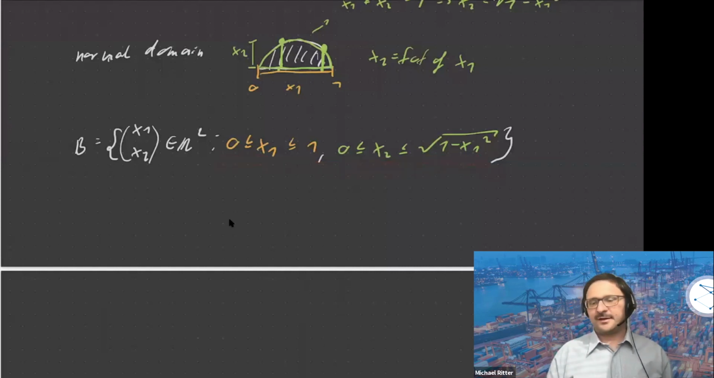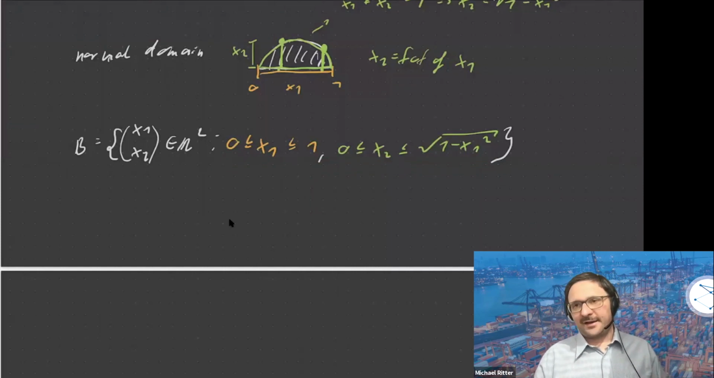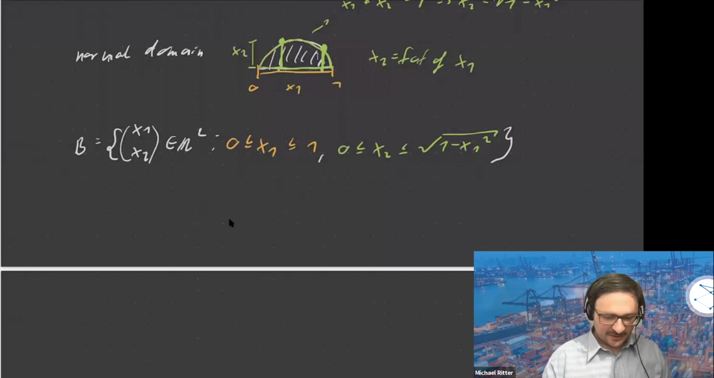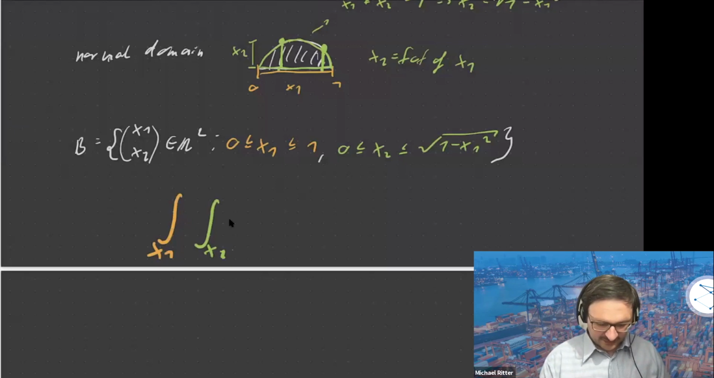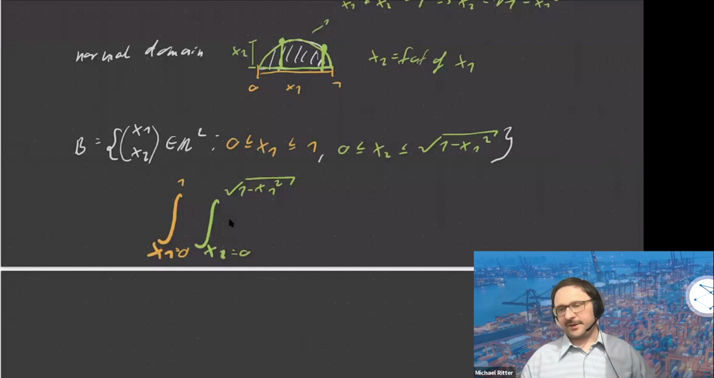So the variable with the least dependencies comes on the outside, and the one with the most dependencies is on the inside. So in this case, the only possible order of resolution is that you need to integrate x1 on the outside and x2 on the inside. And here you would have something like from 0 to the square root of 1 minus x1 squared. And for the x1 integral, you would just have constants, 0 to 1 in this example.